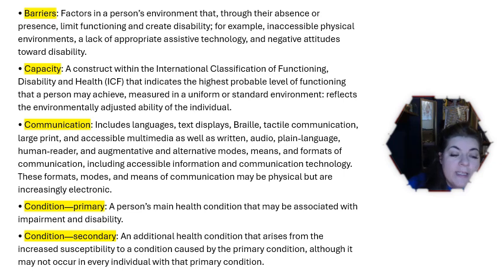A primary condition is a person's main health condition that may be associated with impairment and disability. A secondary condition, and these are important to note in your client intake and be aware of. A secondary condition is an additional health condition that arises from the increased susceptibility to a condition caused by the primary condition, although it may not occur in every individual with that primary condition.